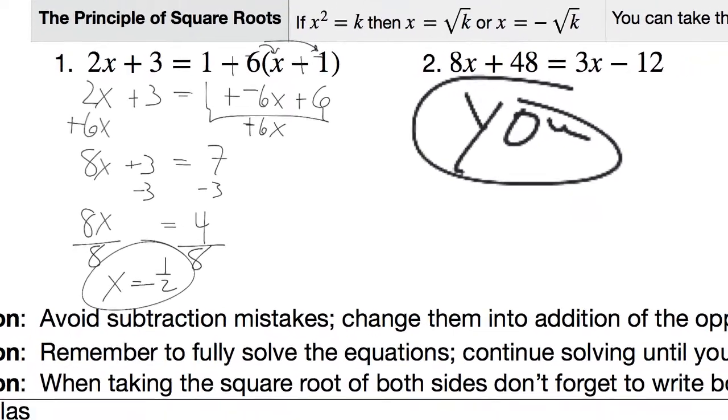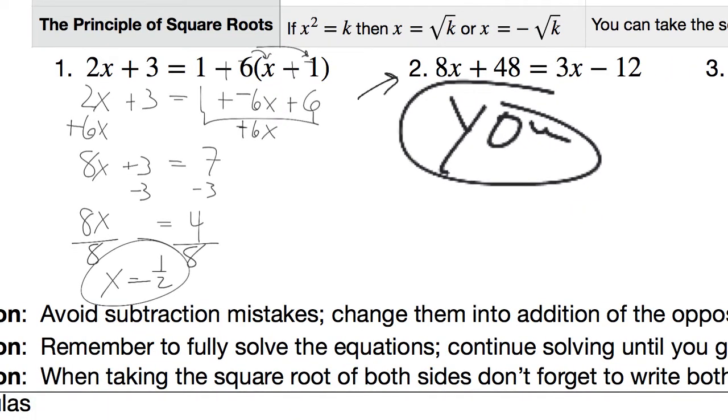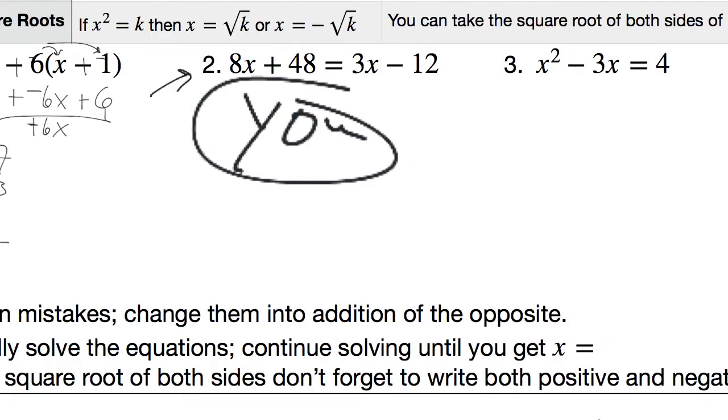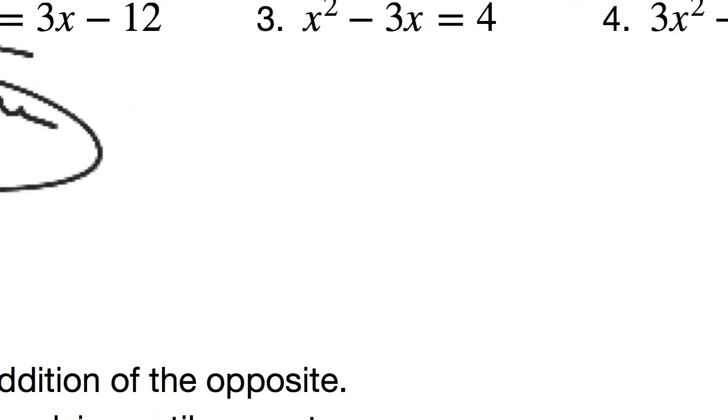I want you to do it the same way over here, number 2. And pause the video, and we've got the answer. Go on to number 3.